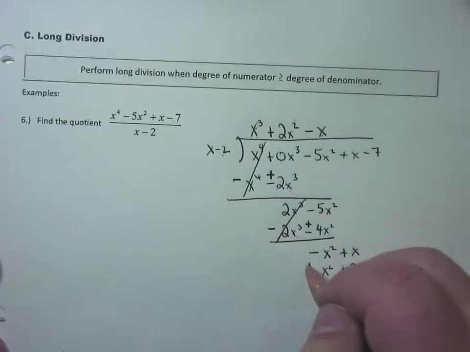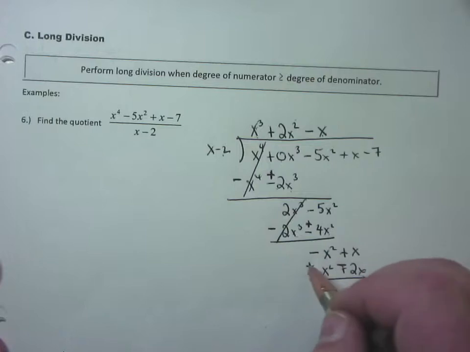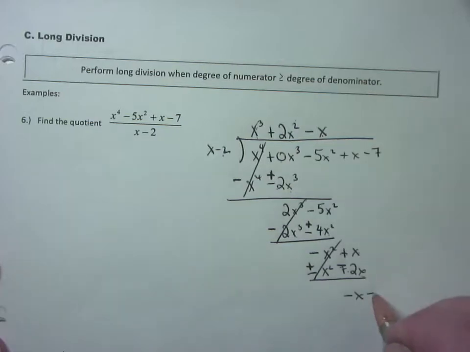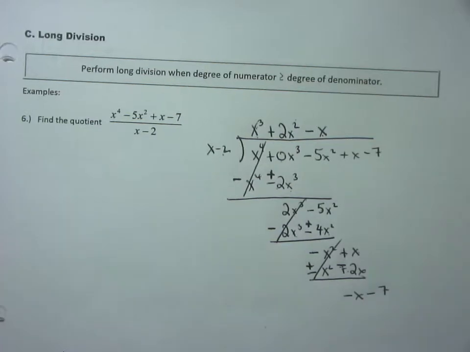Subtract, which changes my signs. This becomes a plus, this becomes a minus. The first term, minus x squared plus x squared, cancels. Then I've got plus x minus 2x is minus x. Bring down my next victim, minus 7. Play the game all over again.